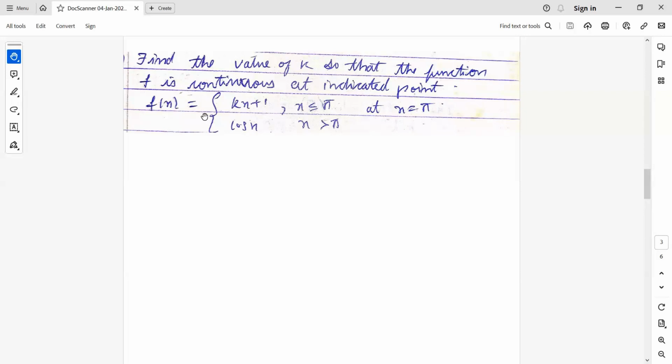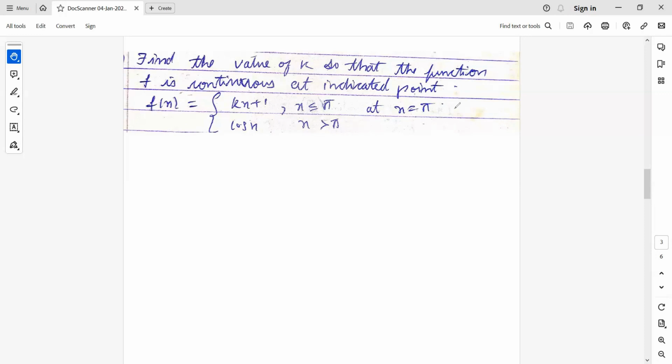At pi, the continuity is already given. They are saying the function is continuous. We need to find out the value of k. So this example 3 is similar to the first two examples. I am giving it for homework, try to solve it. f of x is equal to kx plus 1 and cos x at x is equal to pi. Less than pi value is given, equal to pi is given, greater than pi is given. And here you remember the value of cos pi.